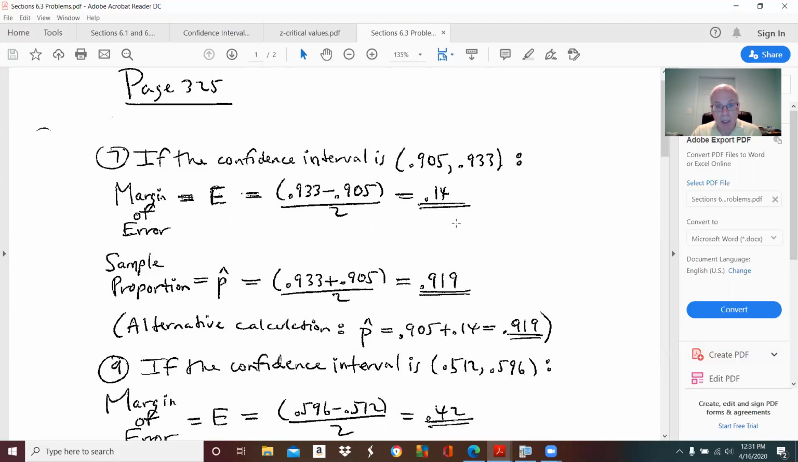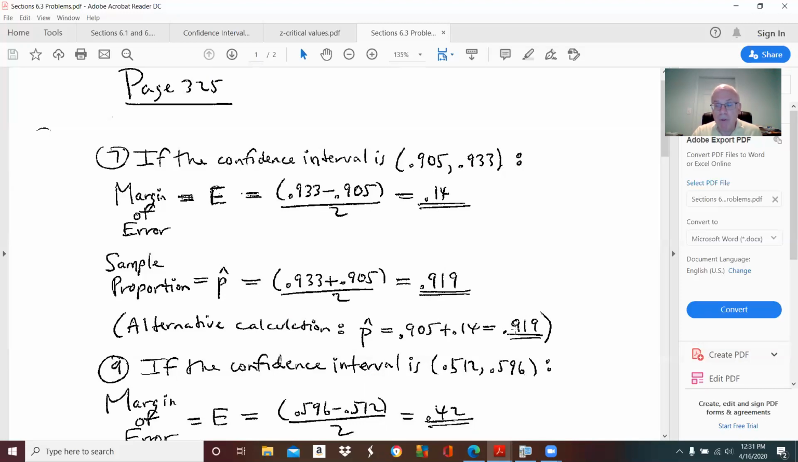If you've already calculated the margin of error, an alternative way of finding the p hat is simply take your left endpoint and add the margin of error. Since this left endpoint is the result of subtracting the margin of error, you do the reverse to find p hat. So you take your left endpoint and add the margin of error, and notice that it comes out to the same number, 0.919.